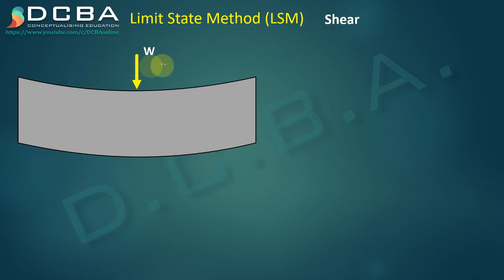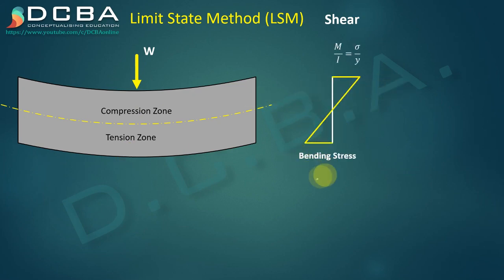In a normal bending case, this is a positive flexure, I would say. The top part is the compression zone and the bottom part is the tension zone. This is how the bending stress diagram looks. And obviously we know that M by I is equal to sigma by y, so M into y upon I will give you the bending stress at top and bottom both.